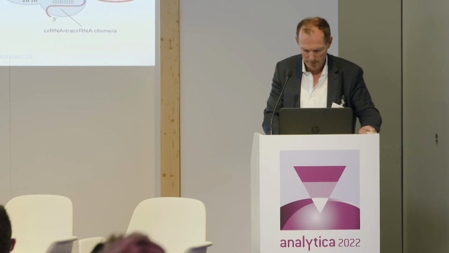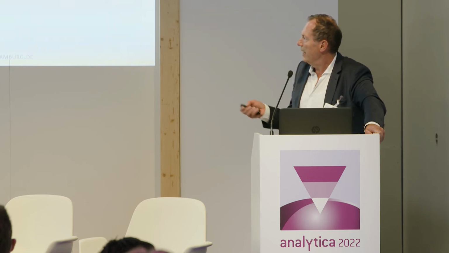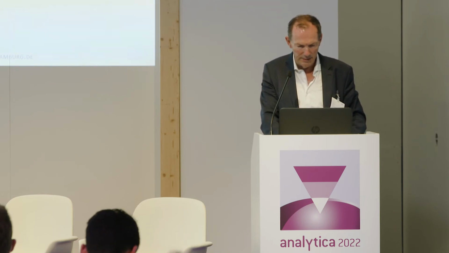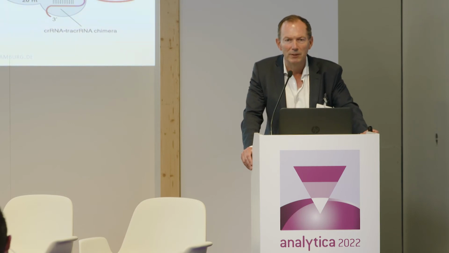So what do we need for this system? We need the crRNA. It has the information which we want to attack. The crRNA is complementary to the target sequence, and the target sequence is arbitrarily changeable. So this is the part which you can program. And then the sequence contains a CR repeat, and the repeat binds to the tracrRNA, and the tracrRNA is responsible for the activation of the Cas9 nuclease.